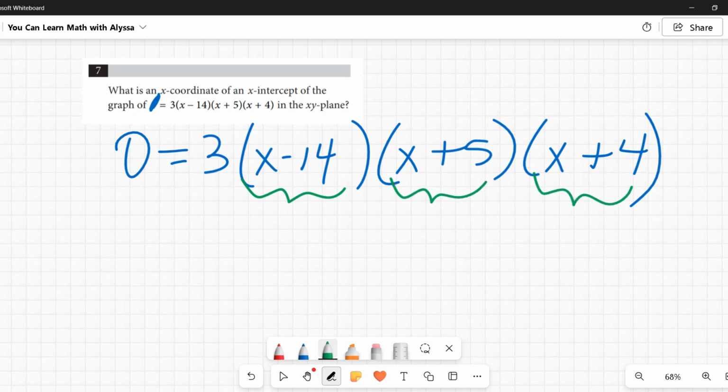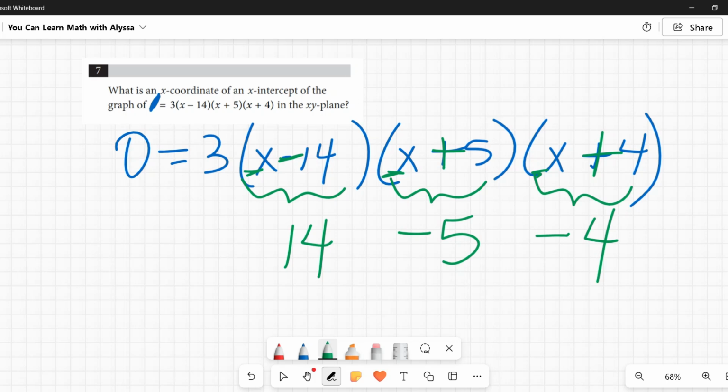And just like I said, that pattern that you start seeing when you don't have a coefficient in front of the x, the solutions are just the opposite of these terms. So the solution here, the opposite of negative 14 is positive 14. The opposite of positive 5 is negative 5. The opposite of positive 4 is negative 4. And those are my 3 solutions.